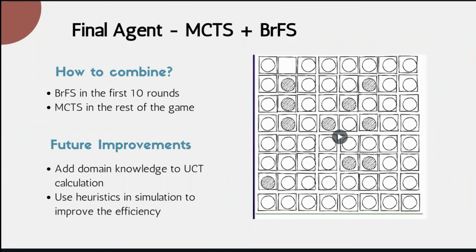For future improvements, we believe that adding domain knowledge to the UCT calculation can achieve a better result. Also, heuristics or more complicated strategies can be added to the simulation phase if the time limit is longer than 1 second.